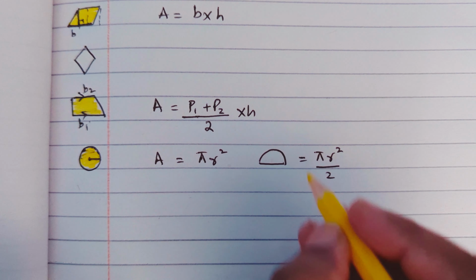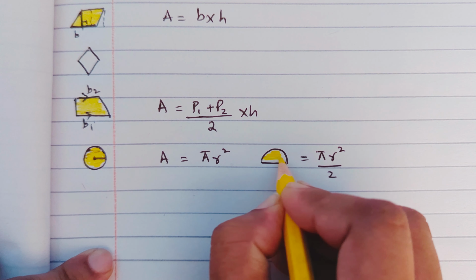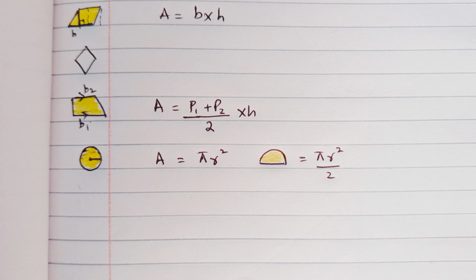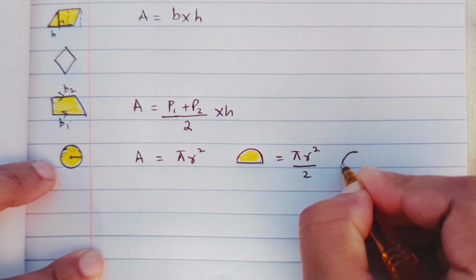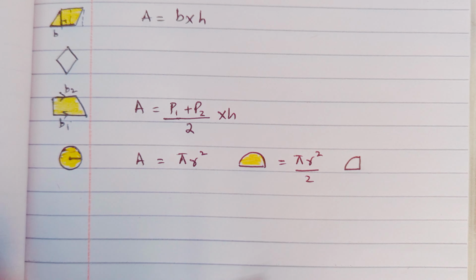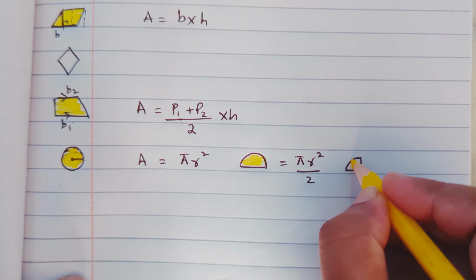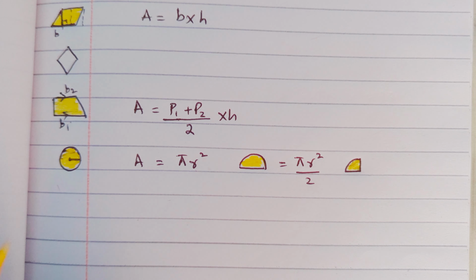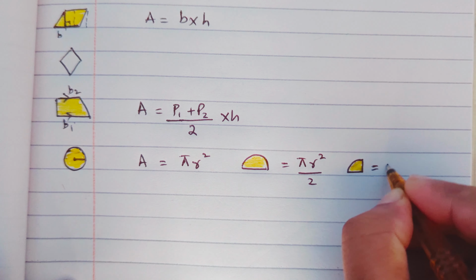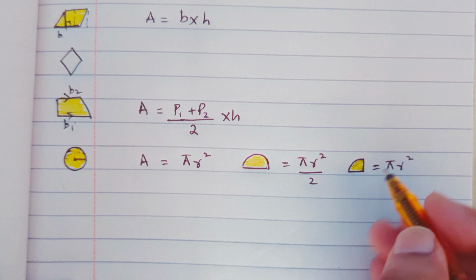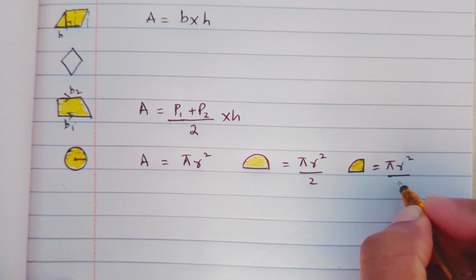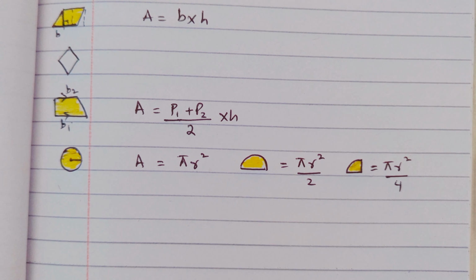Now we have half of the circle, it means the circle will cover half of the space. And what about the quarter circle? Only one-fourth part, so it would be pi r square upon 4. That is how much space a quarter circle covers. The quarter circle covers 1/4 of the space that a circle covers, so we will divide it by 4.